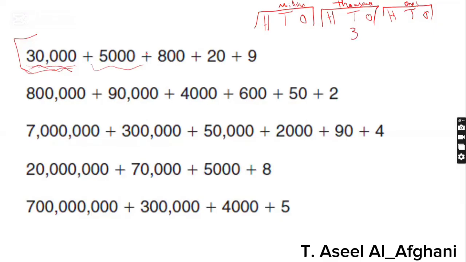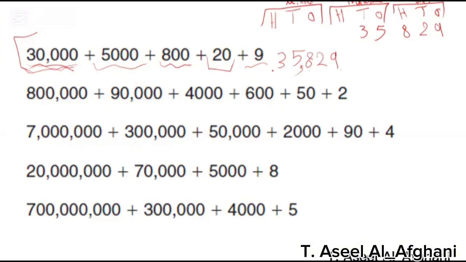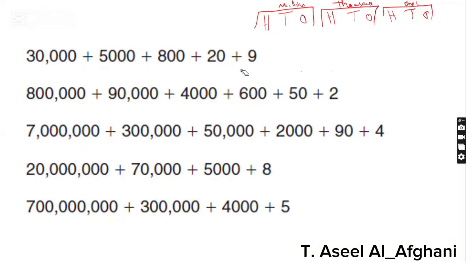What about 5,000s? I have 5 in ones thousands. What about 800s? That means I have 8 in hundreds place. What do we mean by 20? That means I have 2 tens, right? What about 9? That means I have 9 ones. So now, what is the number that we got? It is 3, 5, 8, 2, 9. Let's read it correctly now. We say 1, 2, 3 digits and we put the comma. So the number is 35,829.